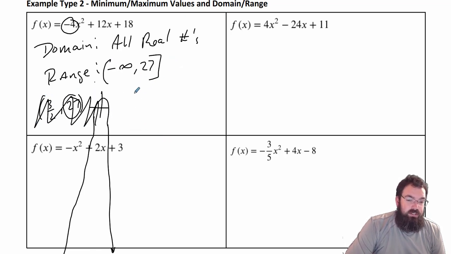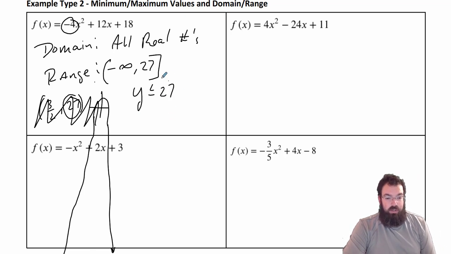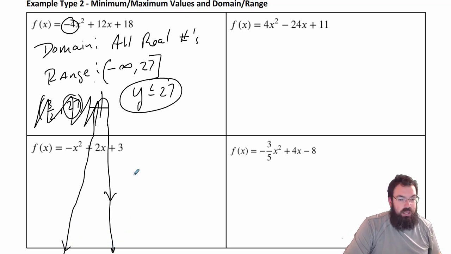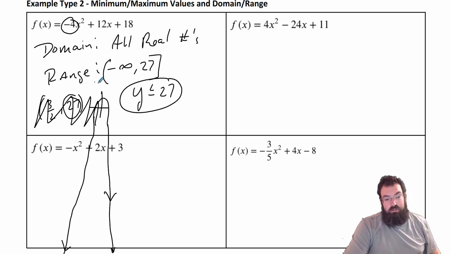Or you can say this. y is less than or equal to 27. That's another way you can write it. It means it stops at 27, but it could be any number less than it, like negative a million, or negative 3 million, or negative 15 quadrillion, or whatever. It could be anything less than 27, but it cannot be like 28 or 29. Okay? There's two ways to write it. I'll accept both of those if you want. Let's go to the next one.